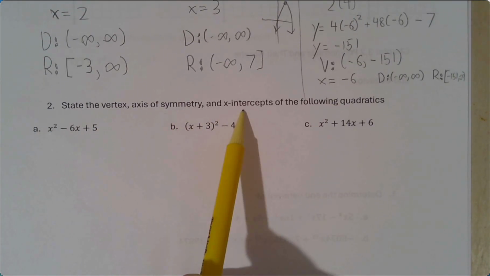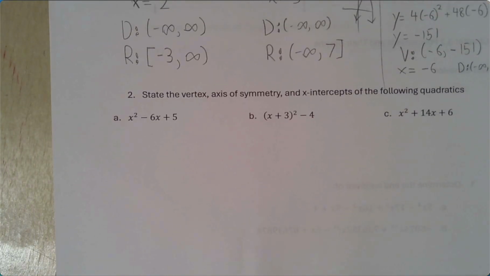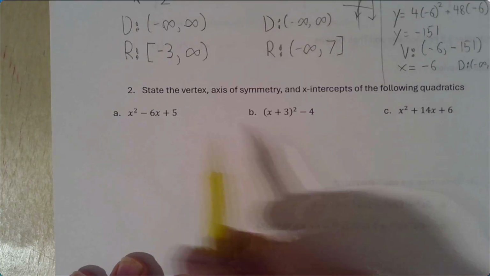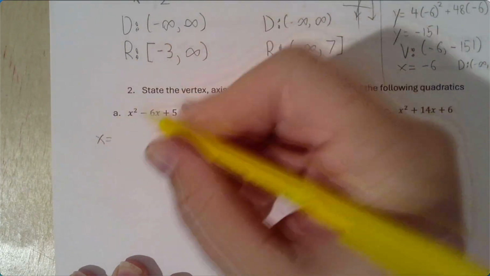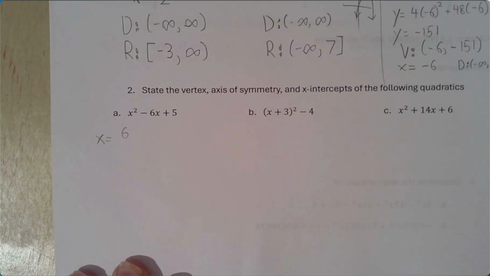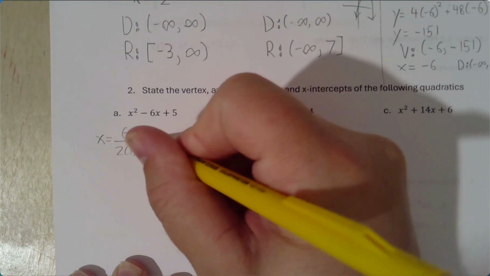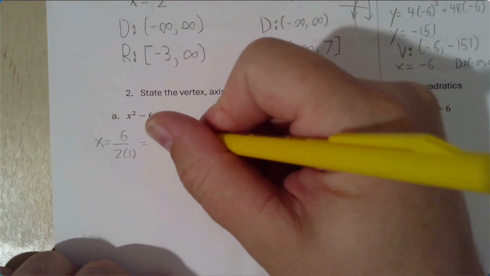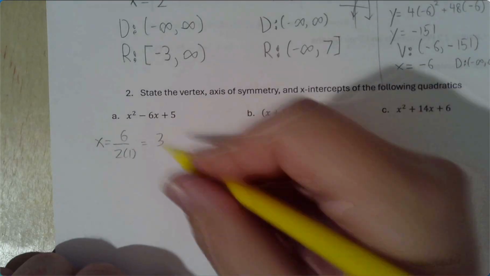All right, now we've got more questions here, where now we want to state the vertex, axis of symmetry, and x-intercepts. Well, let's go in order, and let's still, again, practice finding the vertex out of standard form. The x-coordinate would be negative b, which is now positive 6, over 2 times a, and that ends up being 3. All right, now I need to plug 3 in.